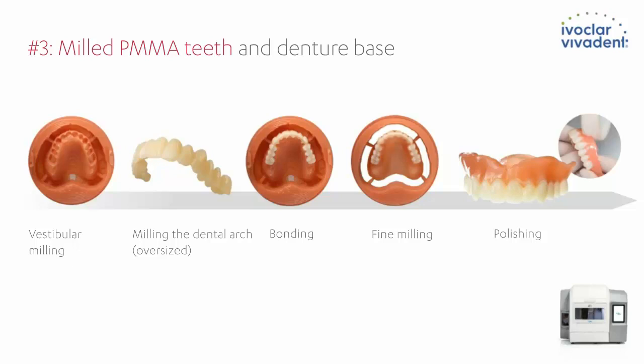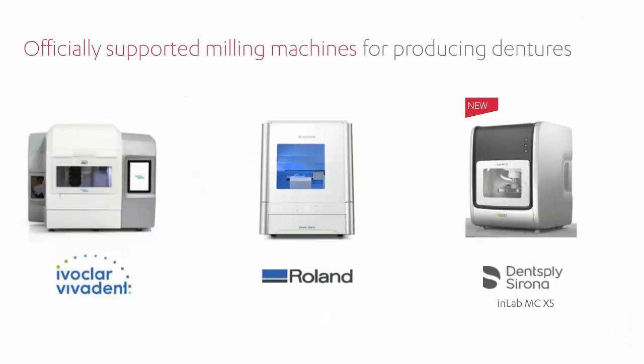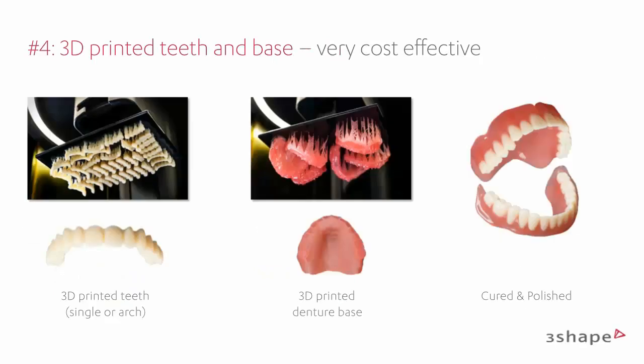And this workflow is highly popular today, and I would say most people doing high volume digital dentures today are using milled base and milled teeth. We work with a range of officially supported milling machines. So, of course, the Ivoclar, where the new PM3 and PM5 are out now, not just the more expensive PM7. There's the Roland machine, and we also made an interface to the Dentsply Sirona machine.